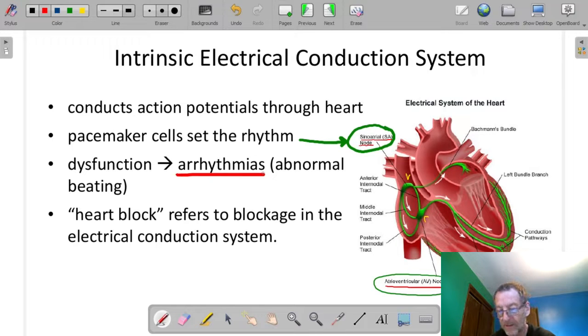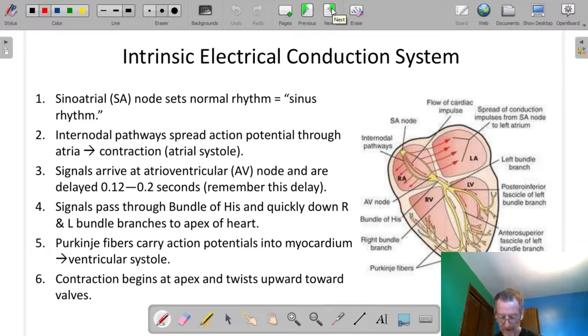So if there's a problem in this conduction system, it usually shows up with arrhythmias and other irregular features of heart function. One other thing that we'll look at with this conduction system is heart block. And it refers to blockage of this electrical conduction system. So we'll go through that. So these next several slides, this one entire short little mini lecture is on this electrical conduction system. So here's what it basically looks like, sort of broken down in a little more detail.